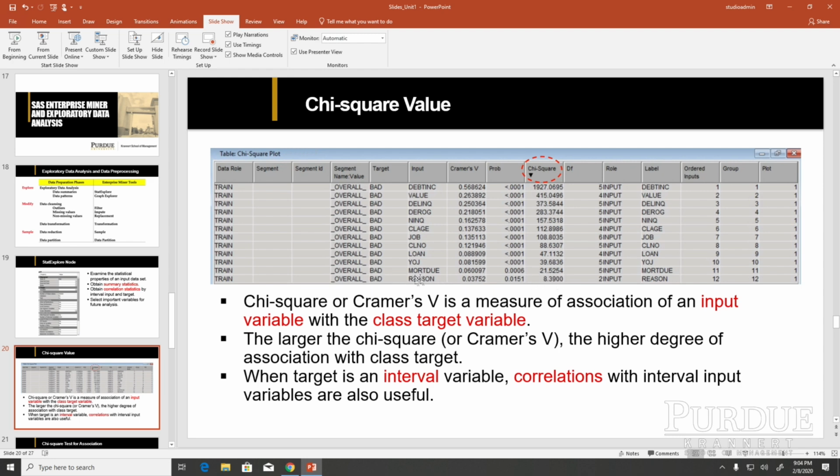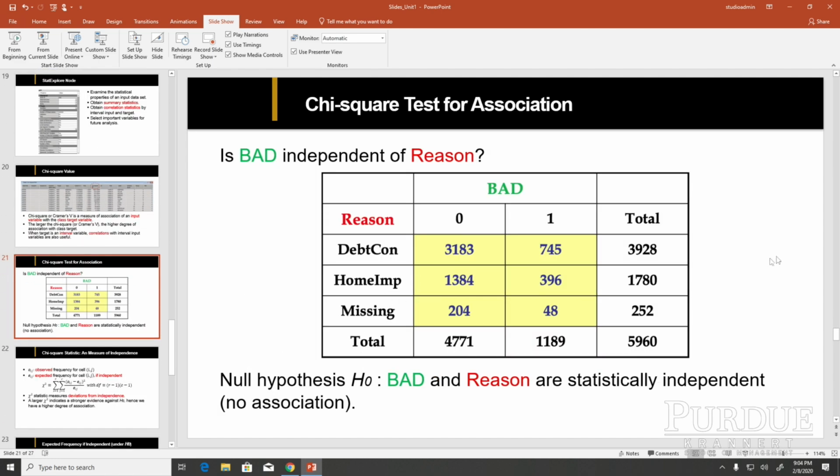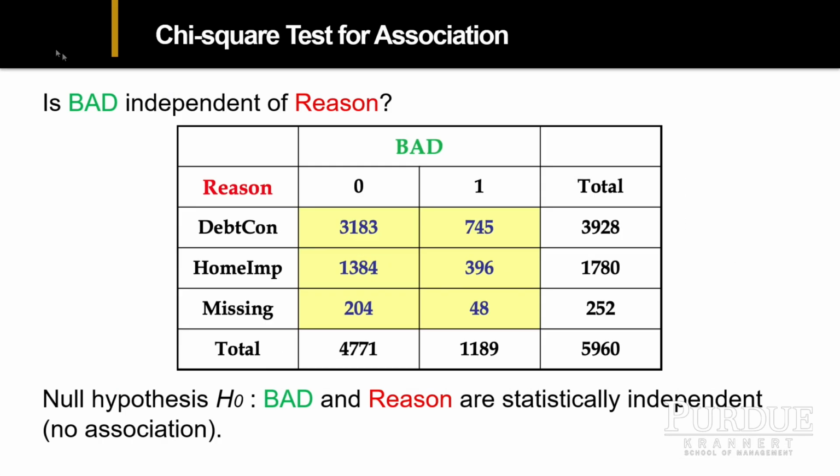Okay, so let's use reason as an example. Chi-square is basically a test of the association between an input variable, reason, and the target variable called bad. The hypothesis is that bad and reason are statistically independent. That's our null hypothesis. To do that, we get a table. The first column is bad equals 0, the second one is bad equals 1. For reason, we have two values, debt consolidation and home improvement. We also have some missing values.